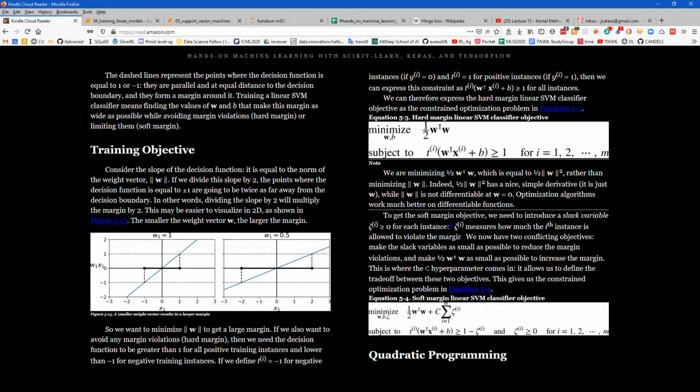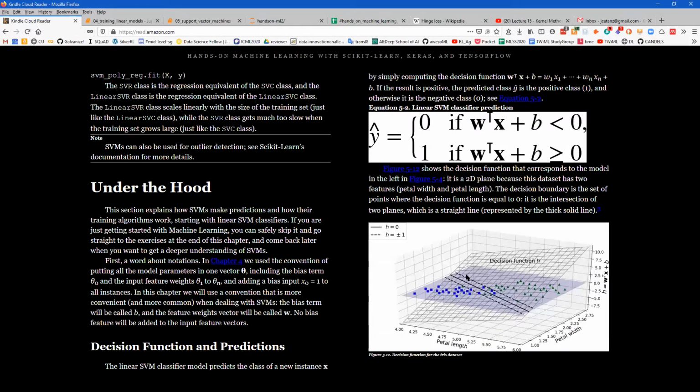You can still do it this way, trying to define a street between the positive and negative classes, if you now allow margin violations. So let's be clear of our definitions first before we talk about this. The margin is basically these two dotted lines, right? And they're defined at a distance of 1 away from the decision boundary. So that's what we mean by the margin.